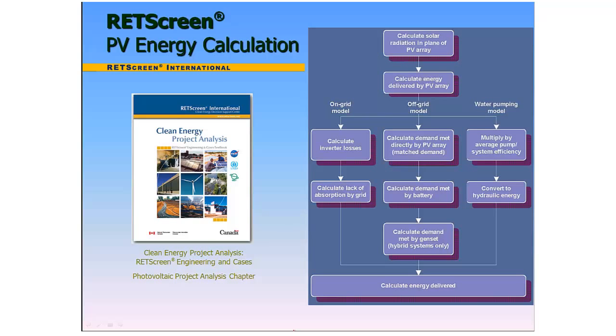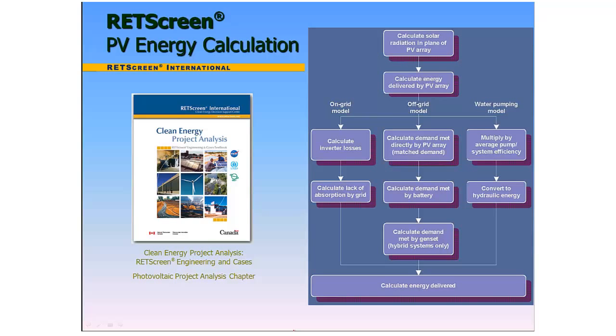The first step in the calculation is the conversion of the monthly radiation data for a horizontal surface into the monthly radiation data in the plane of the array. RETScreen's algorithms are able to perform this calculation for fixed or tracking arrays. The resulting data for radiation in the plane of the array are then used to determine the electrical energy produced by the array each month.